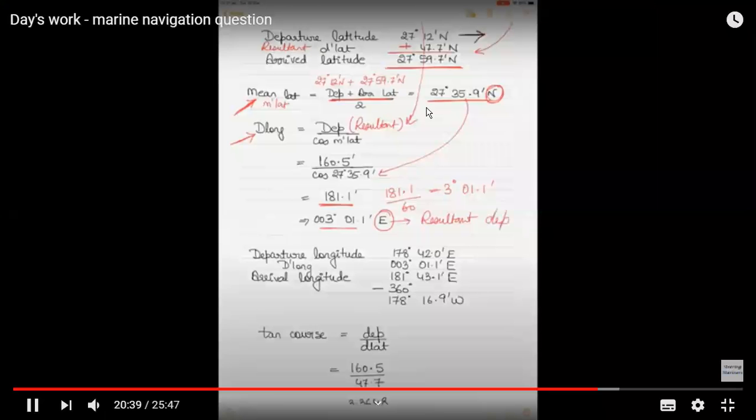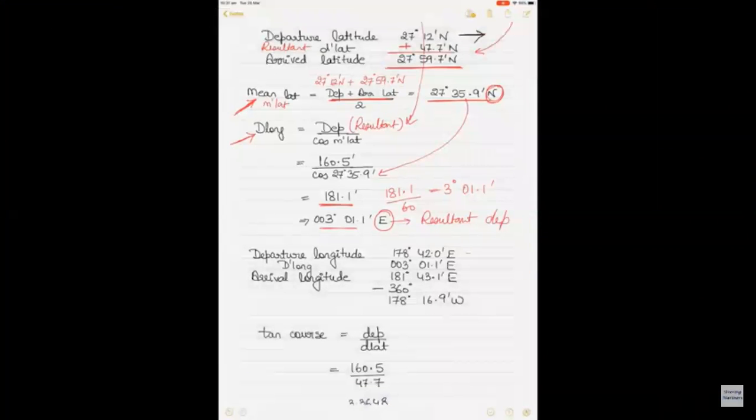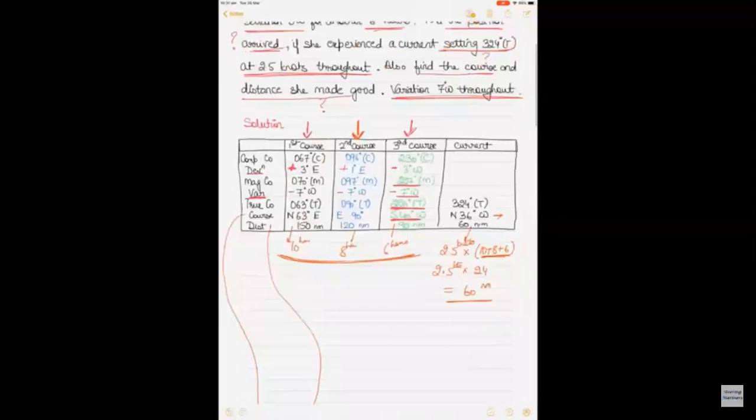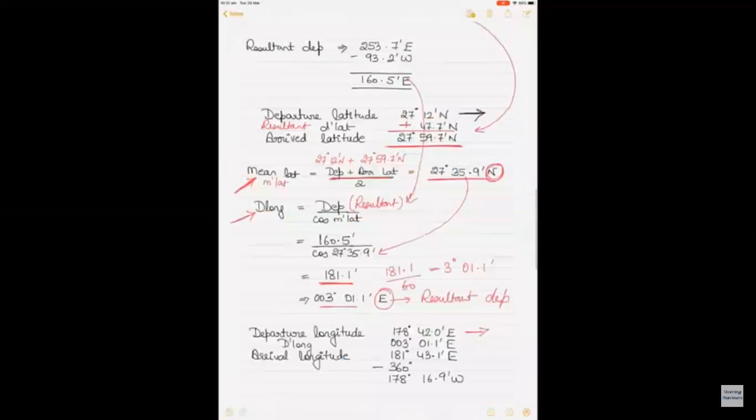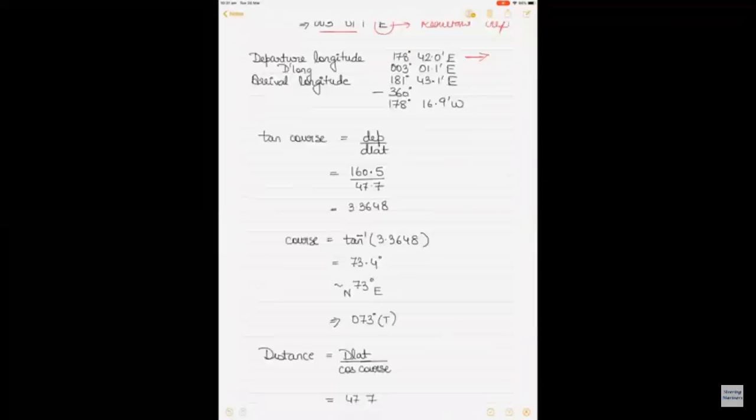So we calculate D long as departure upon cos mean lat. Departure we got 160.5, cos mean latitude we got 27 35.9. So we add this to the initial longitude. We were given 178 42 east, that is our departure longitude. D long we got 003 degrees 01.1. So arrival longitude is 181 43 point east.